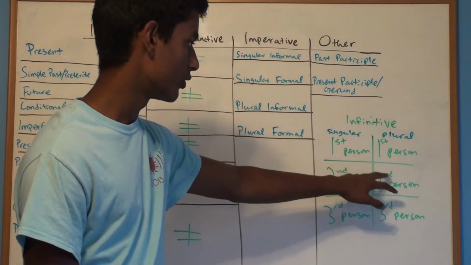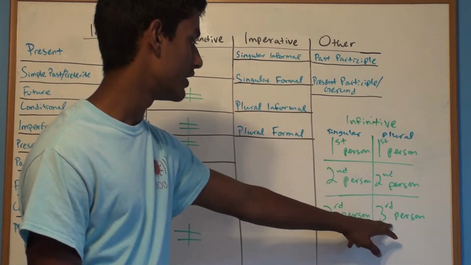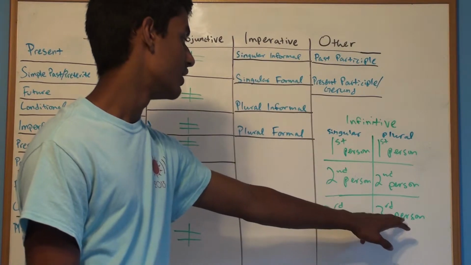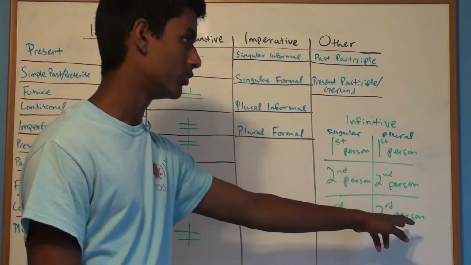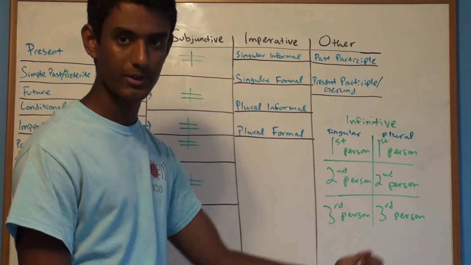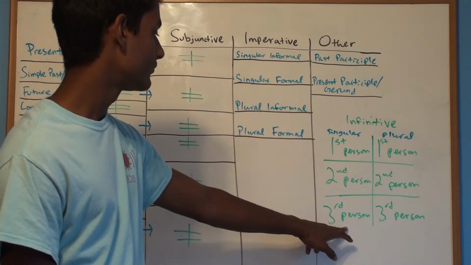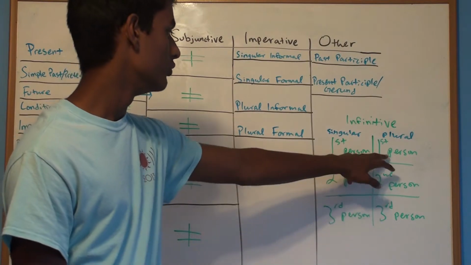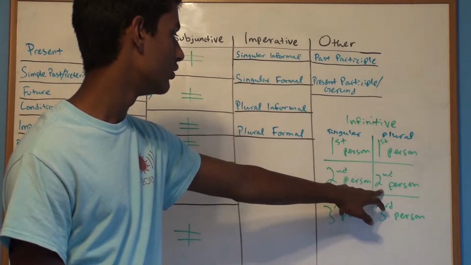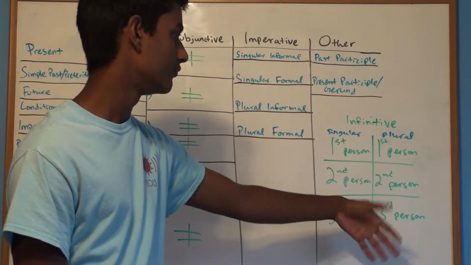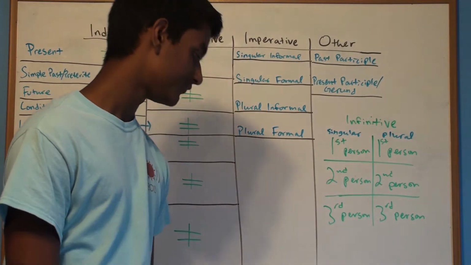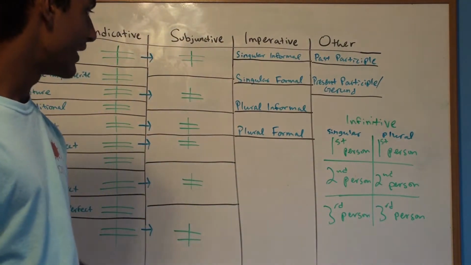Nosotros, vosotros, and then here ella, ellas, ellos, ellas. And ustedes is also included here, even though it's not third person, but it follows the same conjugation pattern. In French, it's je, tu, il, elle, on, nous, vous, and ils, elles in the plural. So this is the conjugation chart.